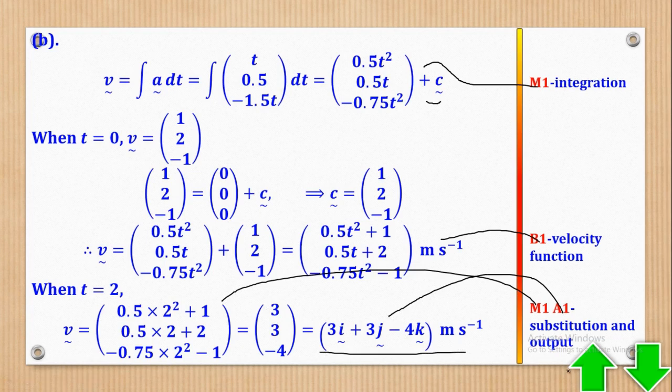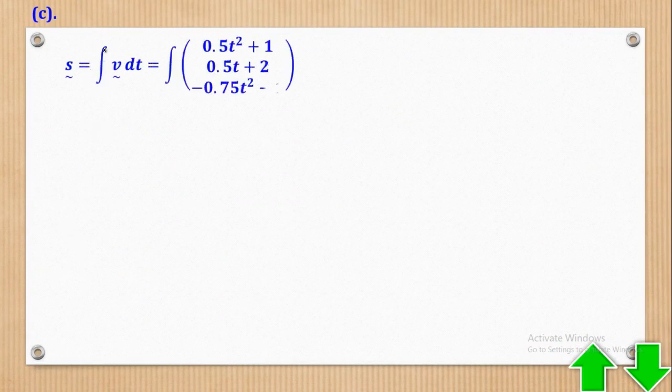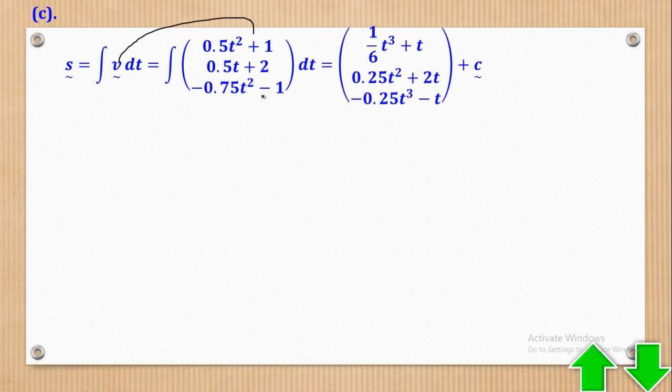Part C, they also ask for displacement after 2 seconds. So I shall say that displacement is equal to the integral of velocity. So I'll substitute for the velocity function here, and then I integrate it. So when I integrate this, I'll come up with that. Integrate this, I'll come up with this. Integrate this, I'll come up with that. Don't forget the constant of integration in vector form.